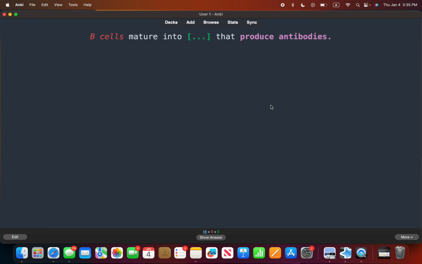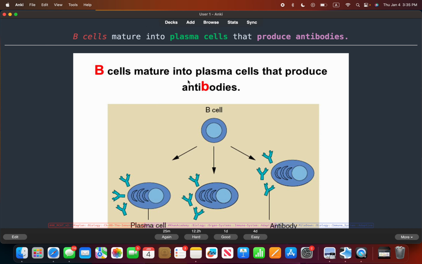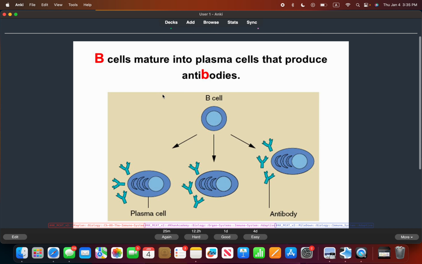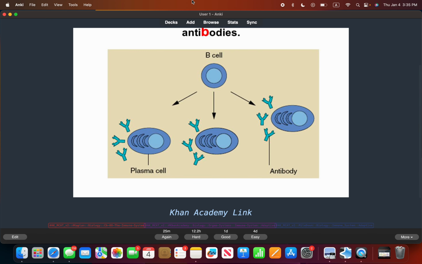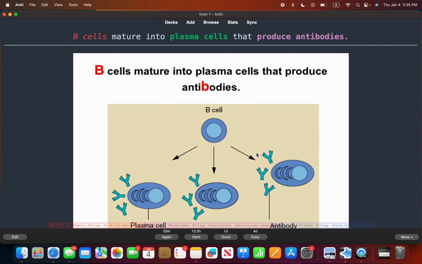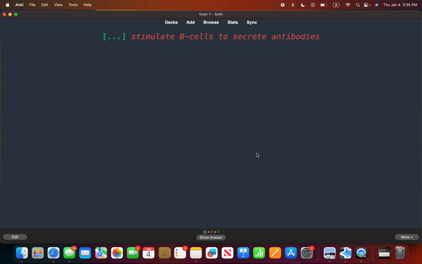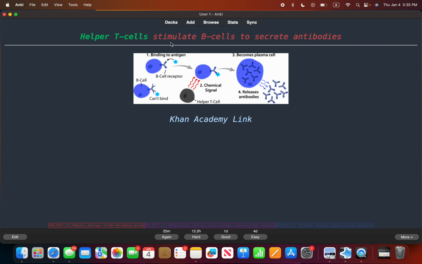B cells mature into something that produces antibodies. They mature into plasma cells that produce antibodies. Perfect, we now know that. What stimulates B cells to secrete antibodies? It is the helper T cells that stimulate B cells to secrete antibodies.